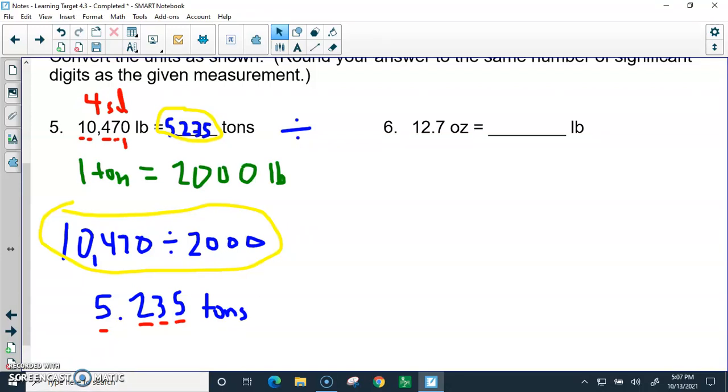So now you need to go to the worksheet the substitute probably gave you or will give you that says Practice 4.3 unit conversion with one-dimensional measurements. I'd like you to do all the exercises on that worksheet.